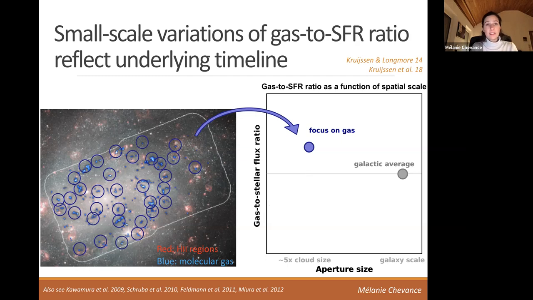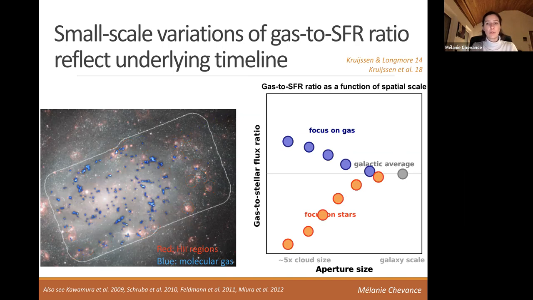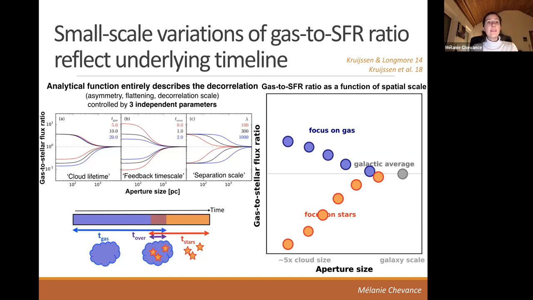You can do that for stars as well. If you focus these small apertures on young stars, by construction, you measure a decreased gas to stellar flux ratio. Now let's do that for different aperture sizes, from large scales to small scales. Well, it turns out that this behavior, this decorrelation of the gas to stellar flux ratio as a function of scale, is entirely described by three independent parameters, which are the cloud lifetime, the feedback time scale, and the separation scale, the typical distance between individual regions.